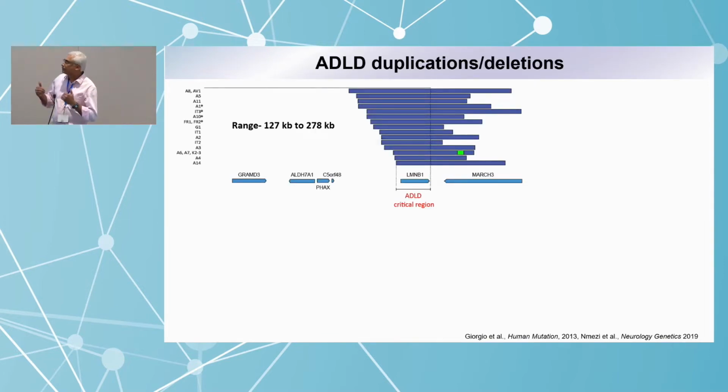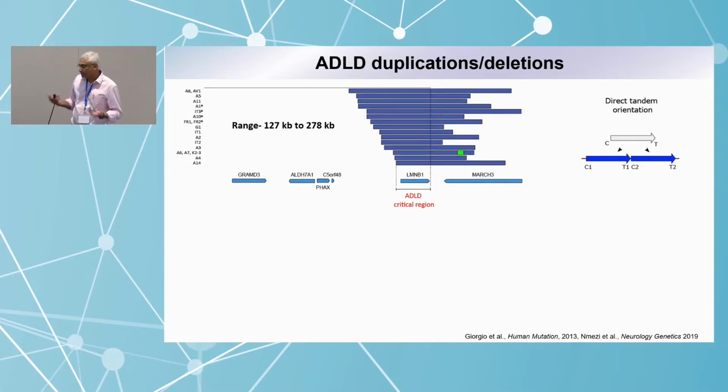So every family has a unique duplication. Duplication sizes vary in different families. But if you notice, all of them have duplications which encompass the lamin B1 gene. And the vast majority, pretty much all of them, except for one case, are actually this tandem head-to-tail orientation.